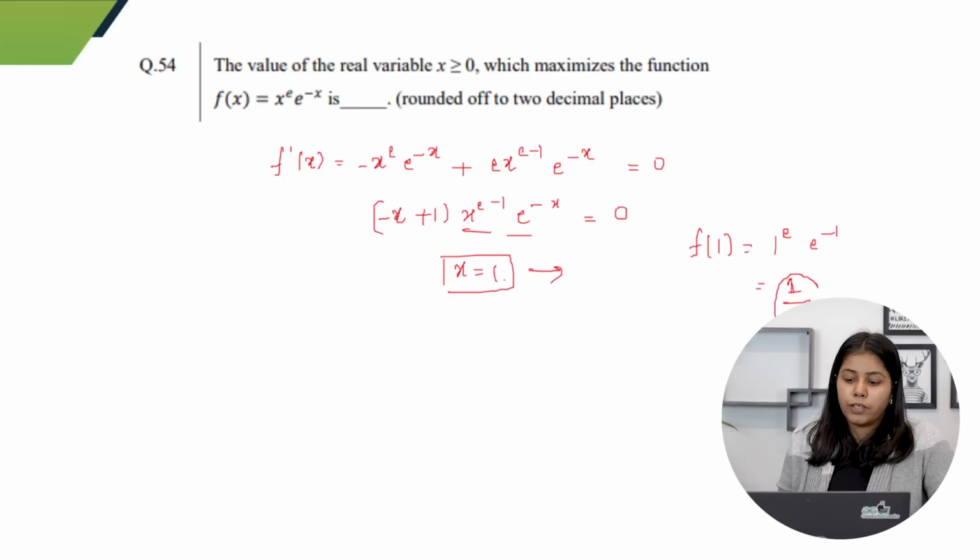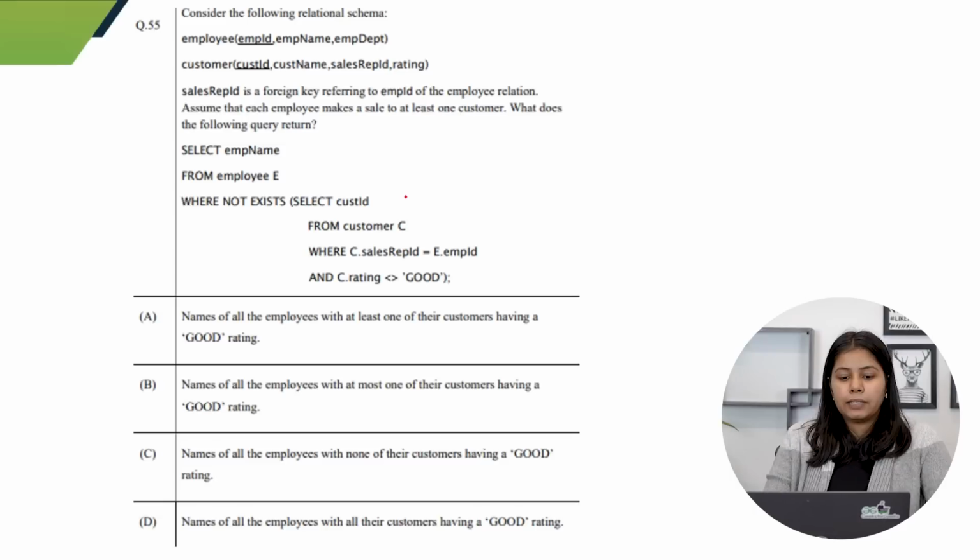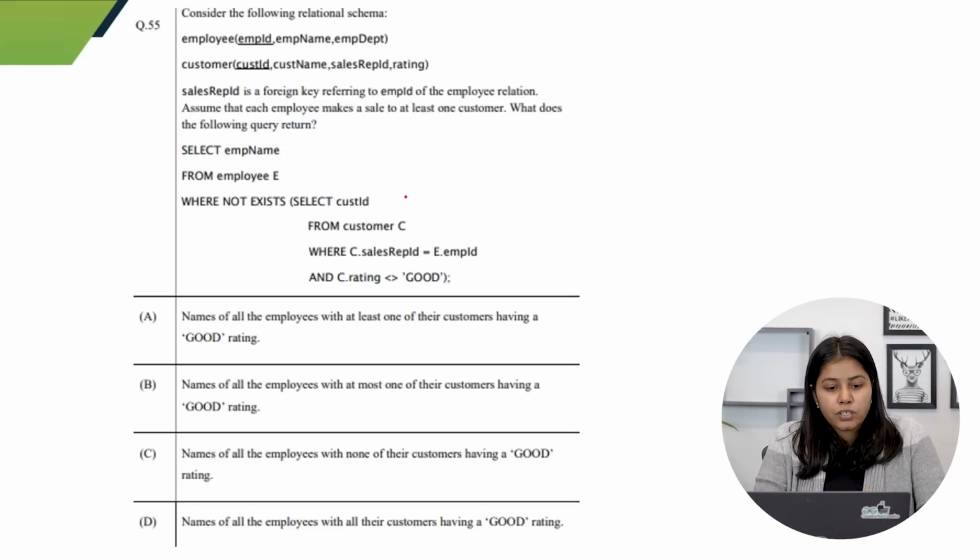Right, now you can solve it using a calculator. This would be your maximum value. 1 by e gives you your maximum value, right? And this is my last question from DBMS. It says that consider the following relation schema.